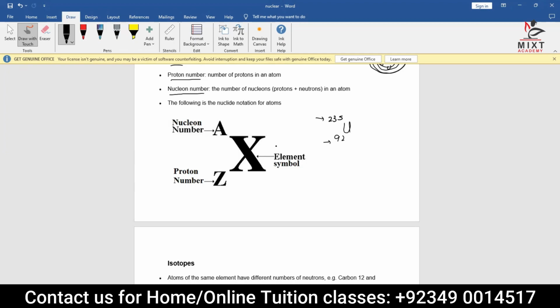Okay, now, after writing this, write a question. Find the number of protons, neutrons, and electrons in the following atoms.